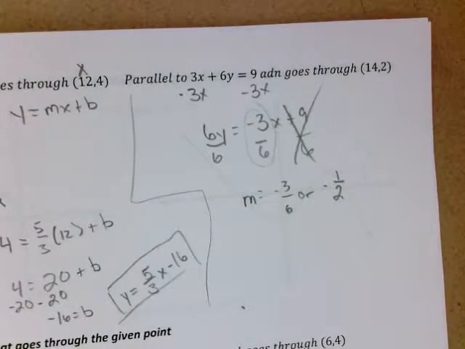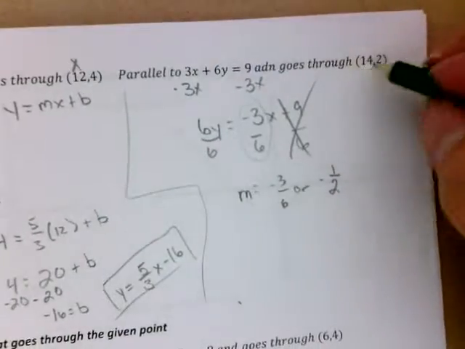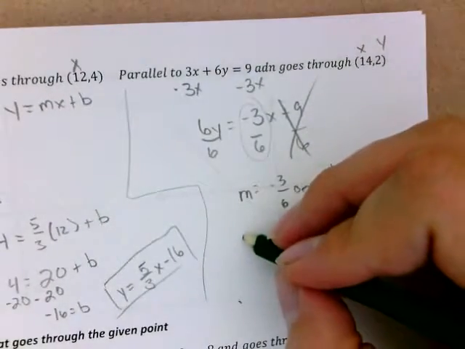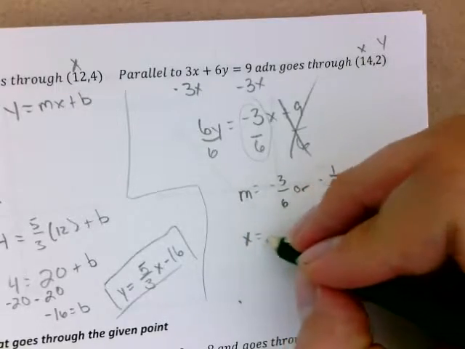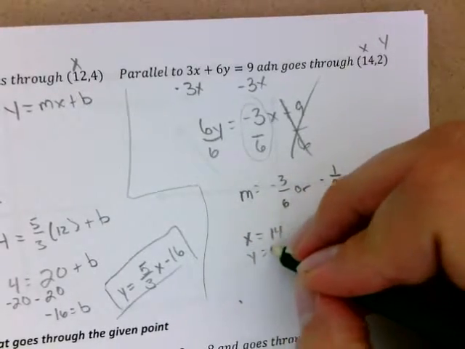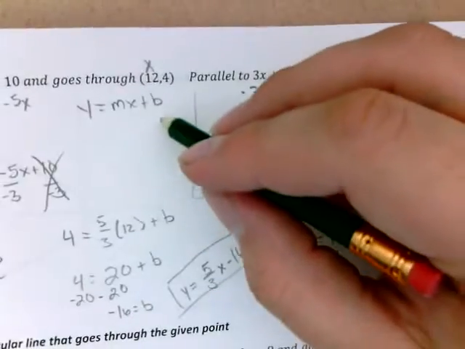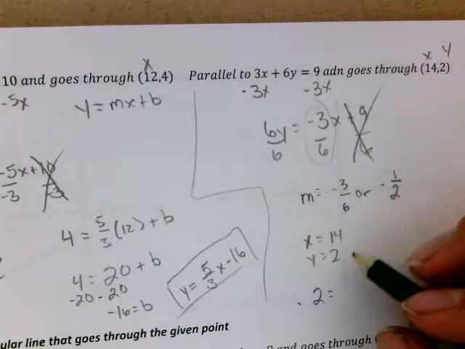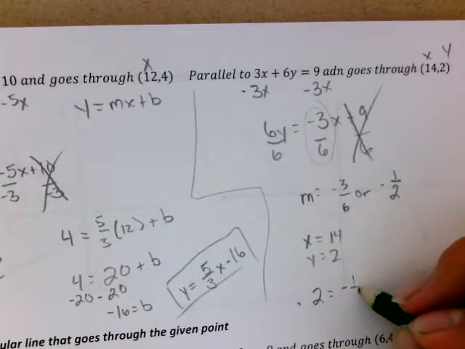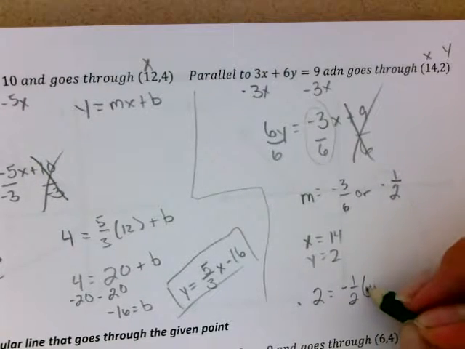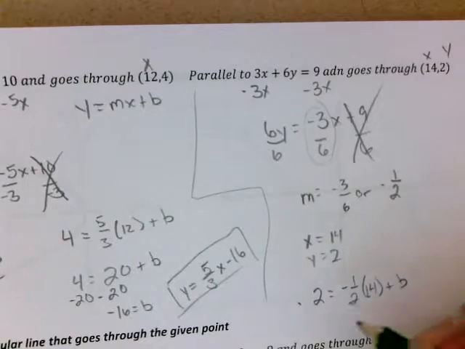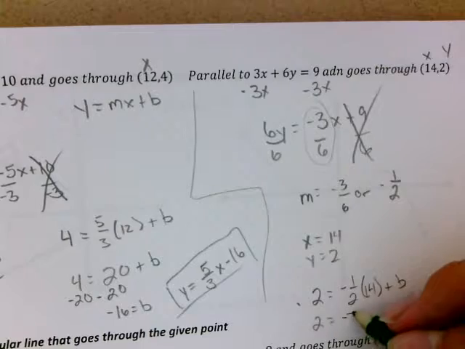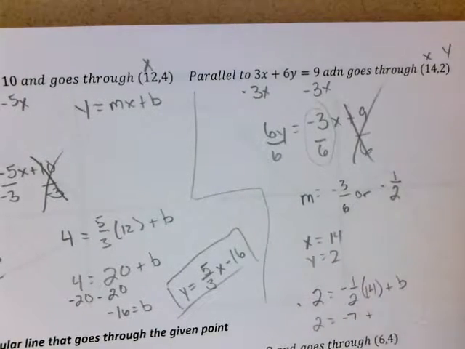Alright, we know our m. Let's find our x. Well, our x is up here, it's the 14. Our y is up here, it's the 2. So our x equals 14, our y equals 2. When we plug it into this formula, we get 2 equals negative 1/2 x plus b. Well, we got 2 equals negative 1/2 times 14 is negative 7 plus b.